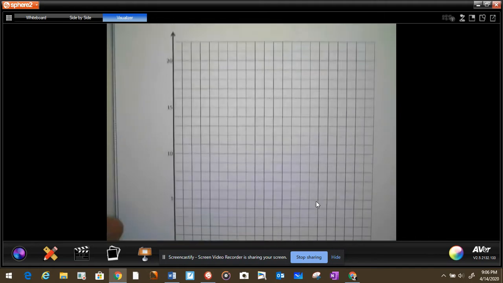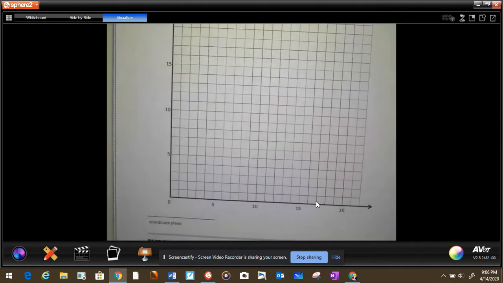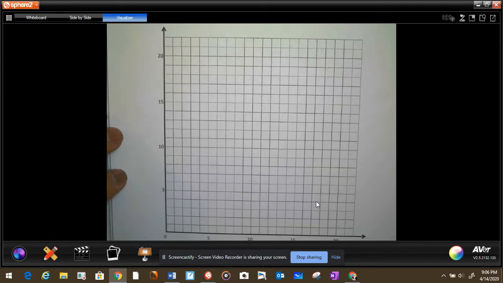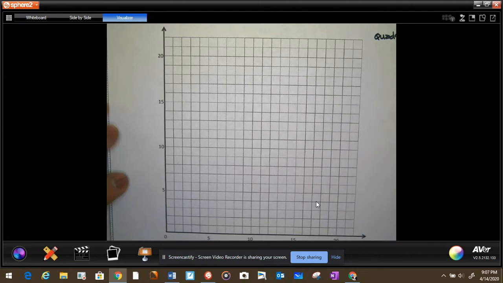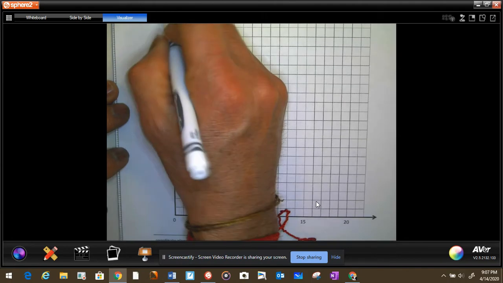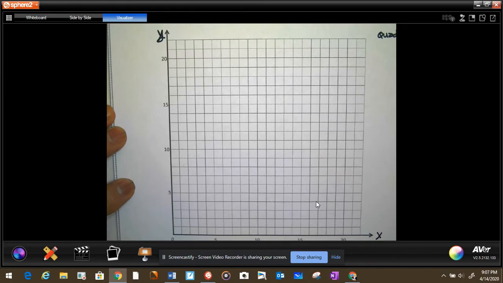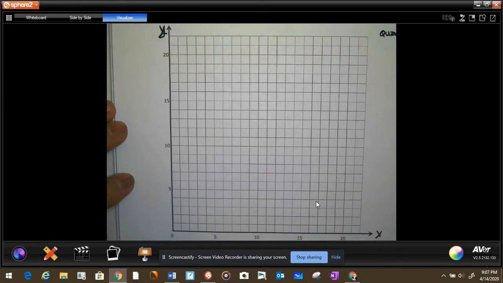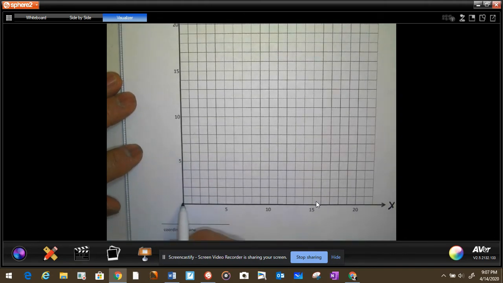Let's plot the line now. Let's call this our coordinate plane, but this is called quadrant one. Okay, so let's label our axes. This is y, and this is x. Now our first coordinate pair is 0 and 0. So that means that's the origin, and the origin is right here. When x is 0, y is 0.